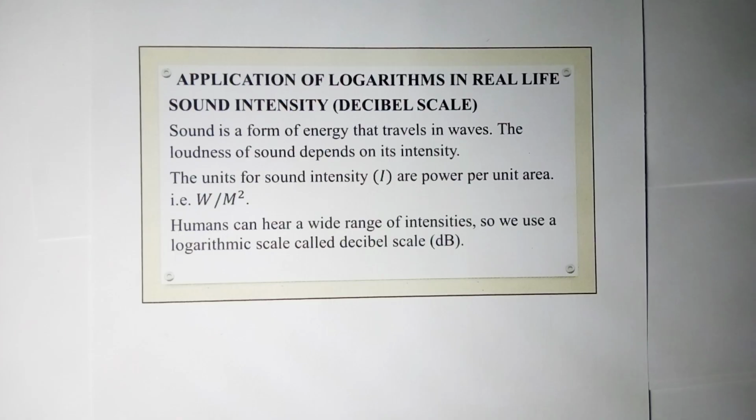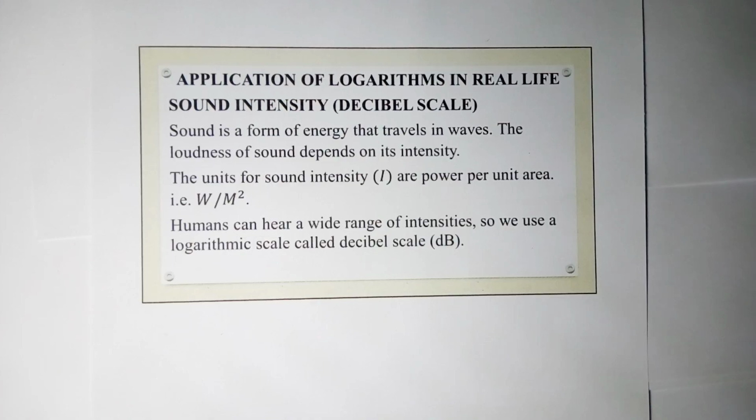So straight away we first need to understand what sound is. Sound is a form of energy that travels in waves. The loudness of sound depends on its intensity. The units for sound intensity are watts per meter squared. Humans can hear a wide range of intensities, so we use a logarithmic scale called the decibel scale to express this intensity so that it can be meaningful.